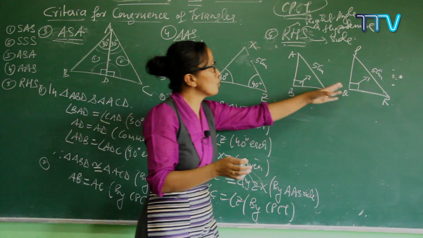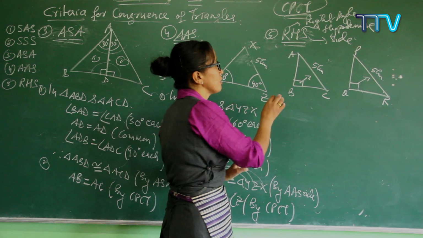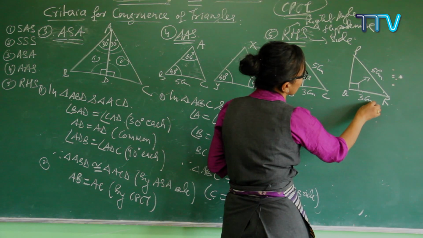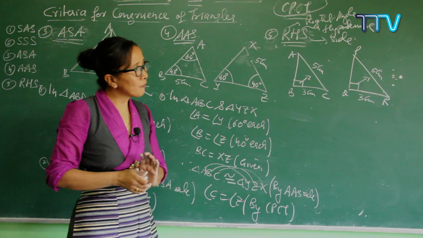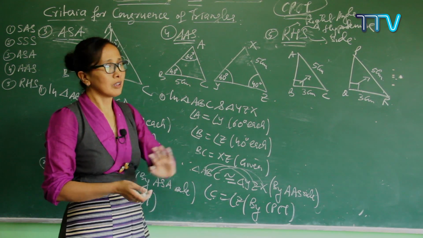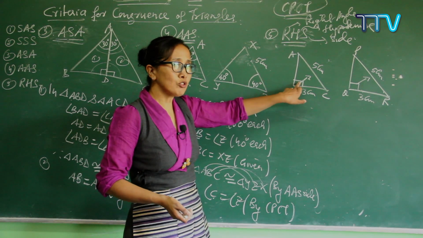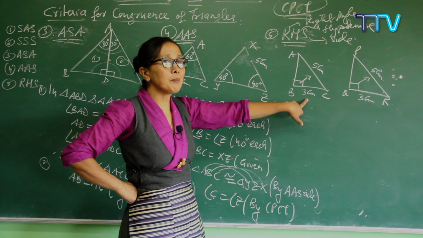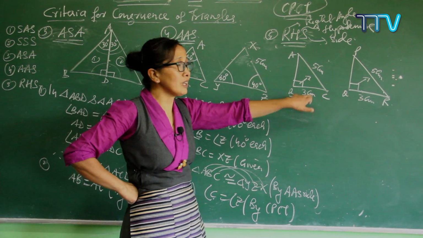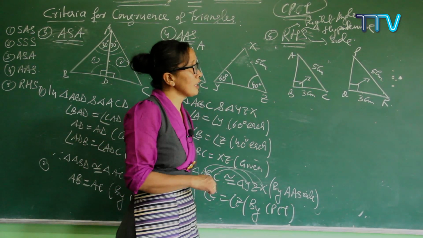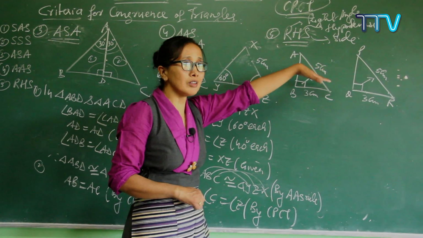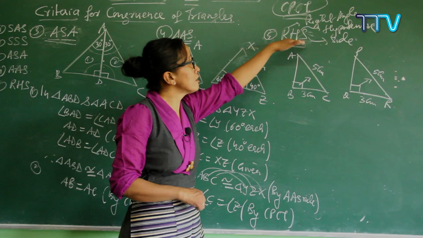Then out of the two sides, one has to be equal. Let me just give it here 3 centimeters. I write it here 3 centimeters, 3 centimeters. Okay, now three parts are given: one right triangle with 90 degrees, and one side BC is given and another side is given. So check whether these two triangles follow the RHS rule or not.